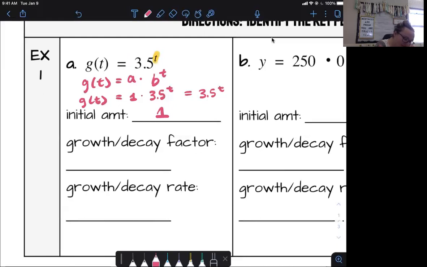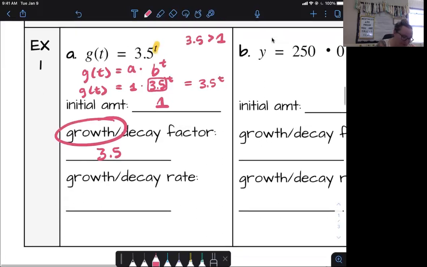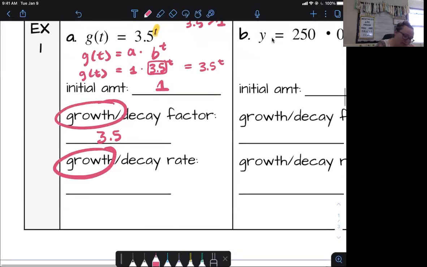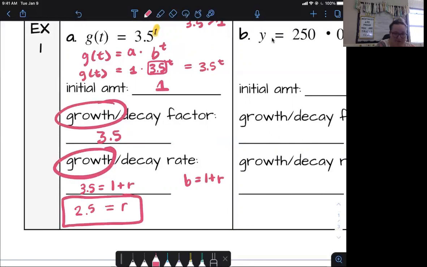And since b is 3.5, 3.5 is greater than 1. That means I have a growth factor, and that growth factor is 3.5. So then how do I find my growth rate? Well, remember, b is equal to 1 plus your growth rate. So if b is 3.5, and that has to be equal to 1 plus r, subtract 1 from both sides, r is equal to 2.5. So my growth rate is 2.5.